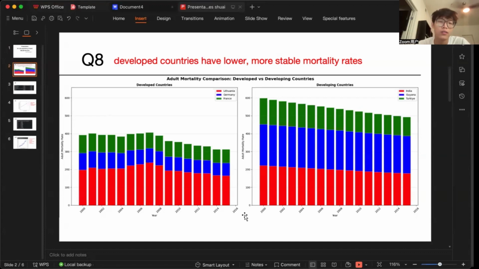The visual immediately shows the developed countries have a lower and more stable mortality rate, and the developing countries have a higher and more variable pattern, which is clear evidence showing that economic status will impact health outcomes.